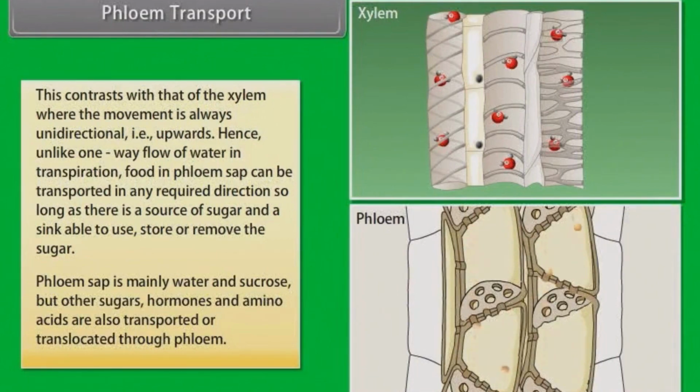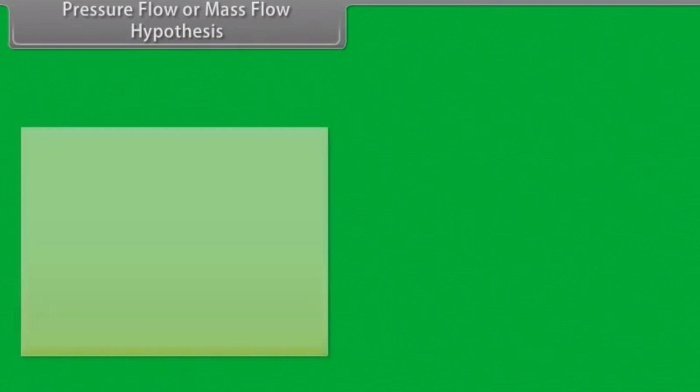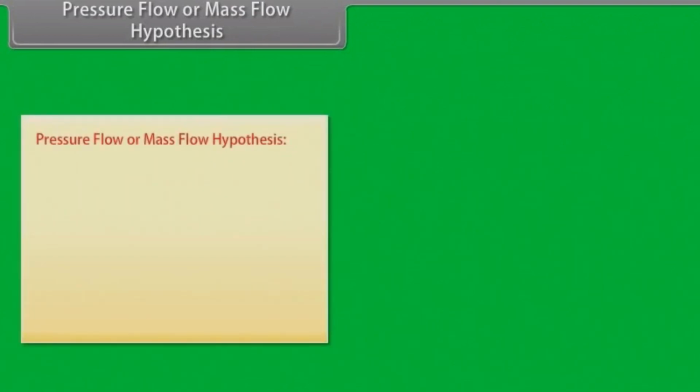Phloem sap is mainly water and sucrose, but other sugars, hormones and amino acids are also transported or translocated through phloem. Pressure flow or mass flow hypothesis. Pressure flow or mass flow hypothesis is the accepted mechanism used for the translocation of sugars from source to sink.